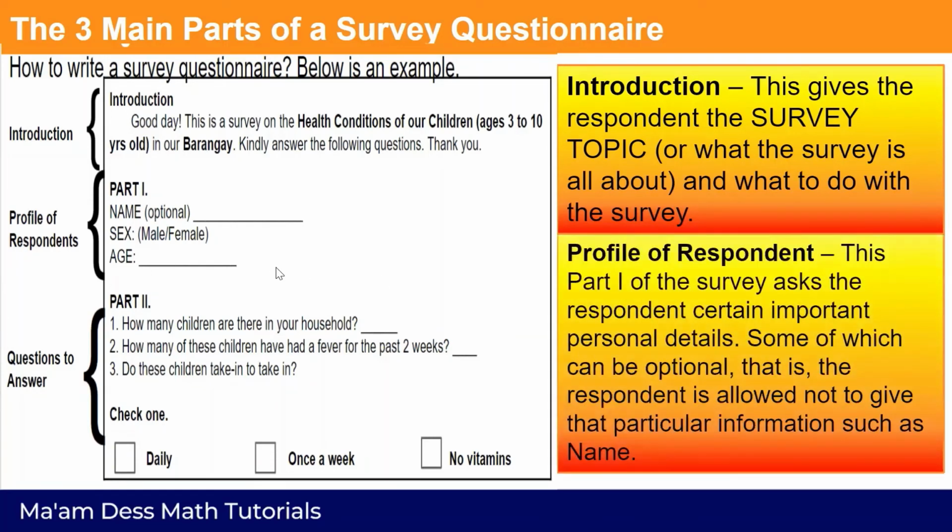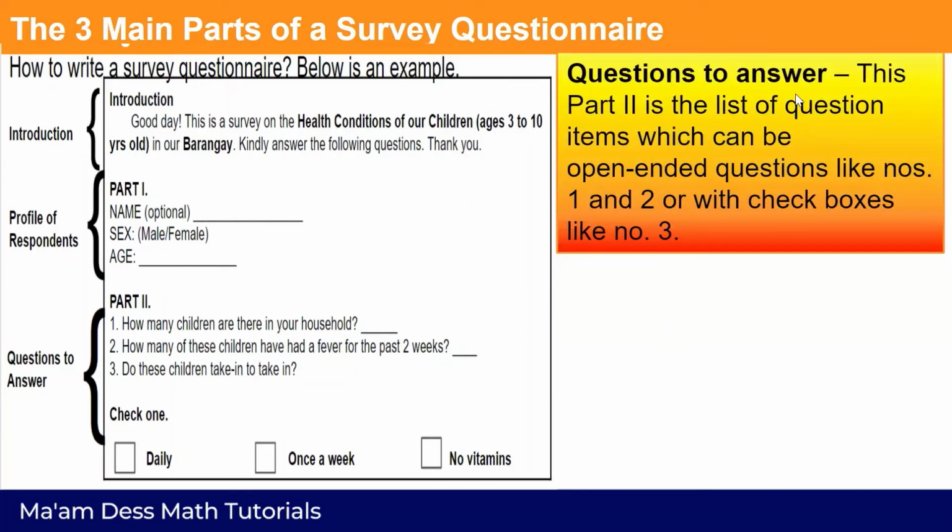Next, profile of respondents. So, ito po yung part 1. This part 1 of the survey asks the respondent certain important personal details, some of which can be optional. That is, the respondent is allowed not to give that particular information, such as name. So, ayan nga po, kaya nakalagay dito ay optional. So, based on our data privacy.